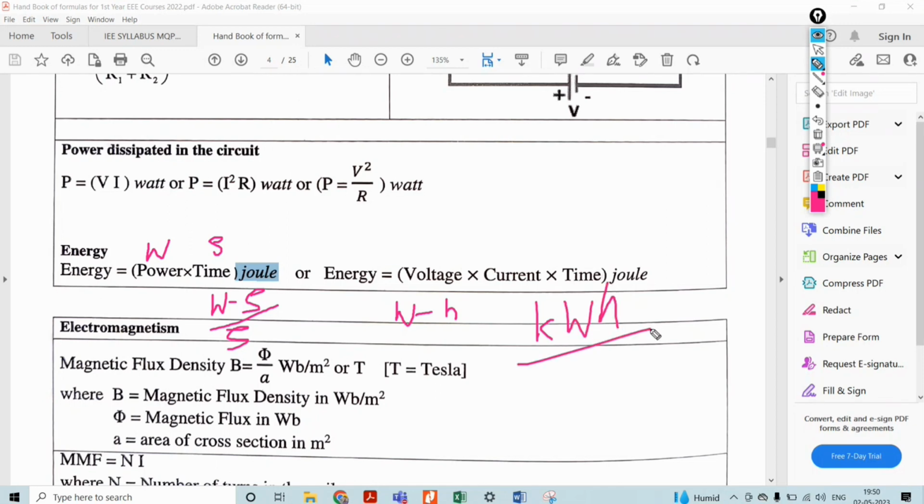This is the unit of electrical energy. Keep this in mind. Don't use the representation with joules. Make use of watt hour or kilowatt hour. If possible, when the time is given in seconds, make use of it.